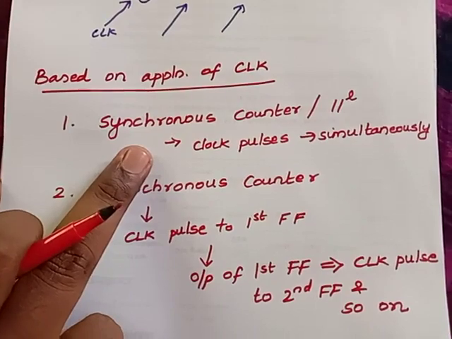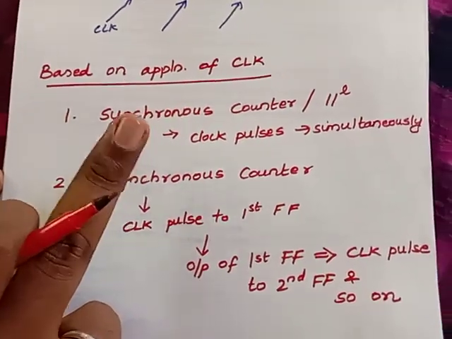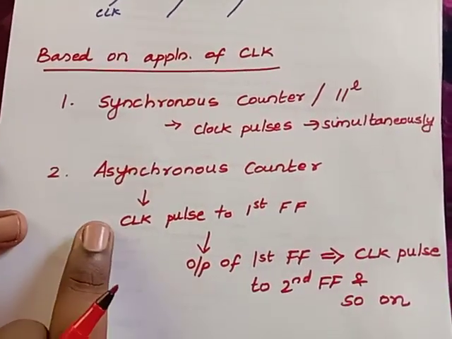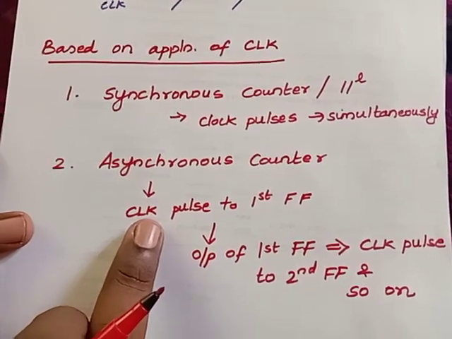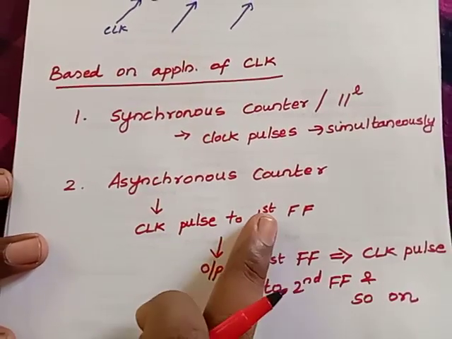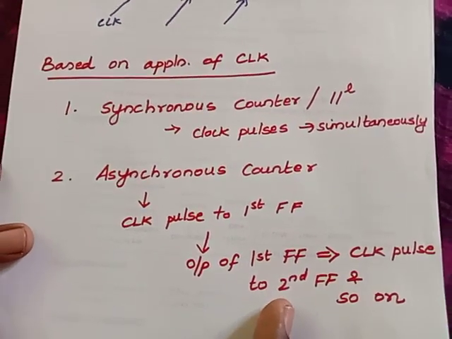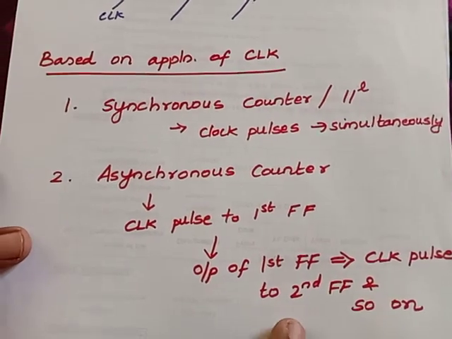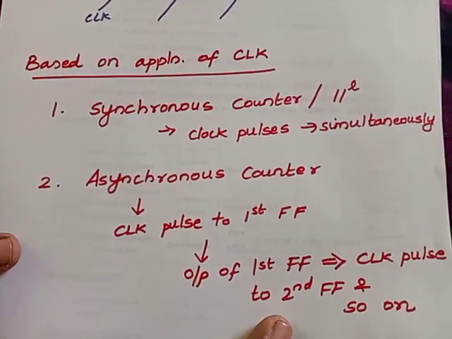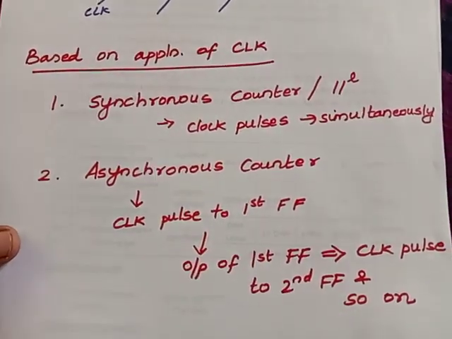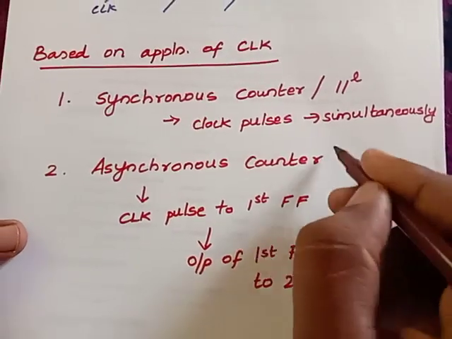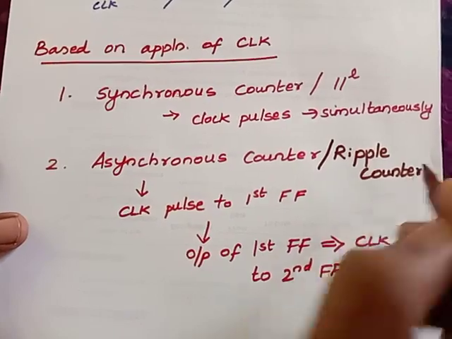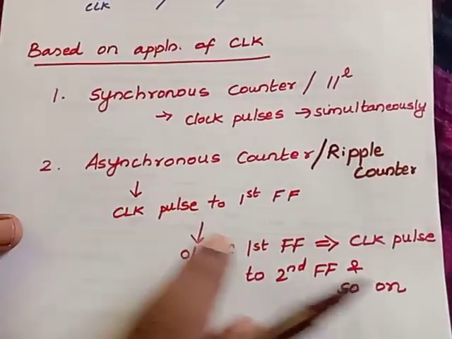So here in the synchronous counter the clock pulses to all the flip-flops are given simultaneously. That means all the flip-flops will be active at the same instant. But in the asynchronous counter, the clock pulse is given to only the first flip-flop and the output of the first flip-flop is given as clock pulse to the second flip-flop. That means the first flip-flop will be activated by applying clock pulse, and then the second flip-flop will be activated only based on the output of the previous flip-flop. So this asynchronous counter is also called a ripple counter, because the clock pulse is actually getting rippled through your flip-flop circuits.